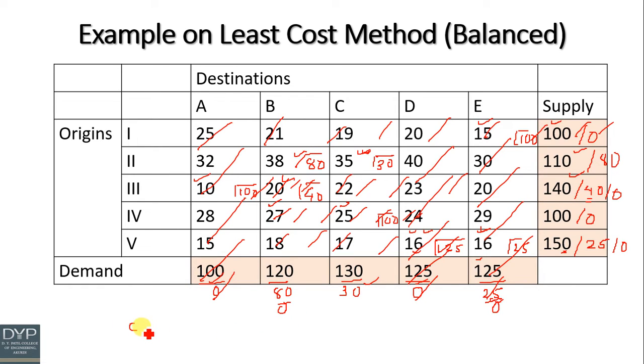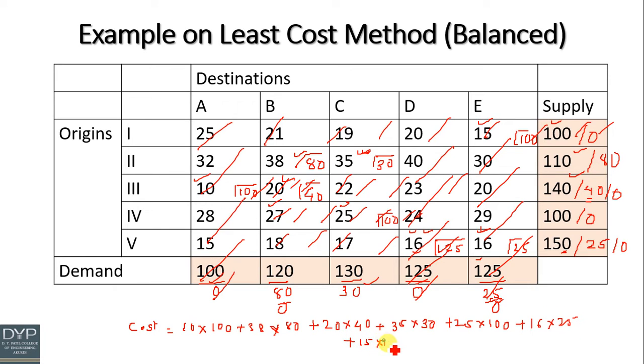And then you can find out the cost of transportation. It will be 10 into 100 plus 38 into 80 plus 20 into 40 plus 35 into 30 plus 25 into 100 plus 16 into 25 plus 15 into 100 plus 16 into 25. So the total cost of transportation, students, you can find it out.